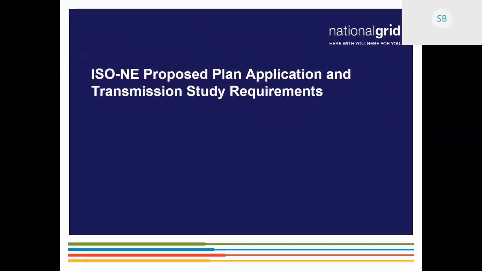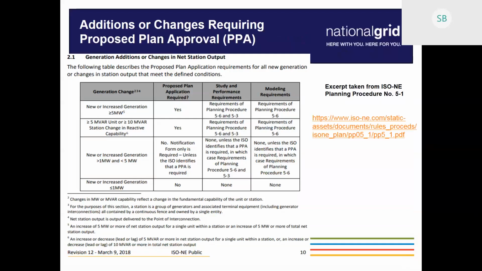So the purpose of my next 3 slides here is to convey the process established by ISO New England based on their planning procedures, and also the guidance that ISO New England has provided to us based on the recent interconnection projects that we have worked on. This table describes the proposed plan application requirements for all new generation or changes, and it's based on the size of the project.